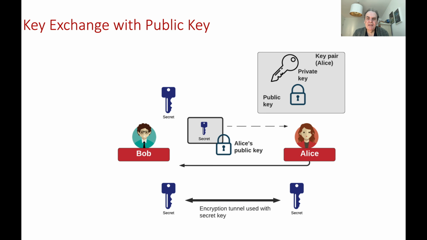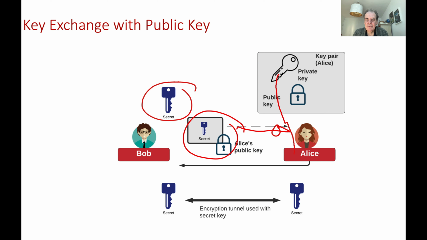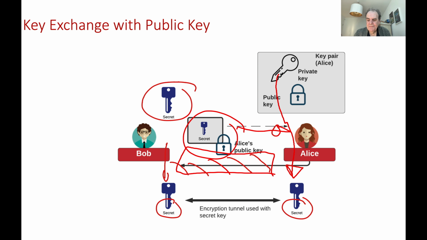And this shows the key exchange. So in this case, Bob is creating a key. He then encrypts that with Alice's public key, sends it over, and then she will use her private key to be able to discover the key that Bob wants to use. Bob and Alice can now create a tunnel between them using this secret key. This will be a symmetric key.